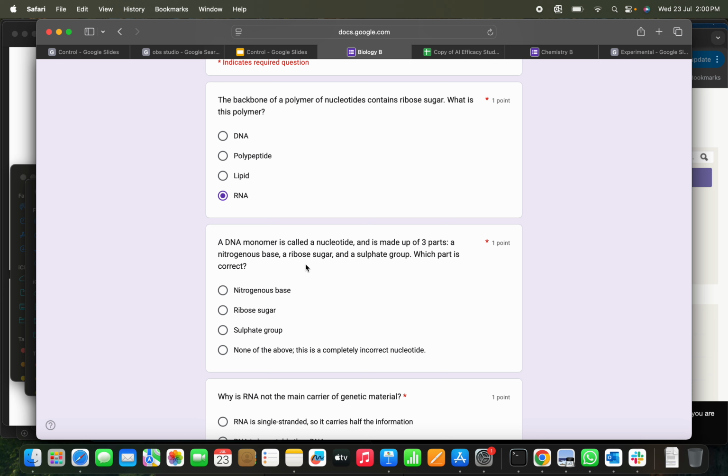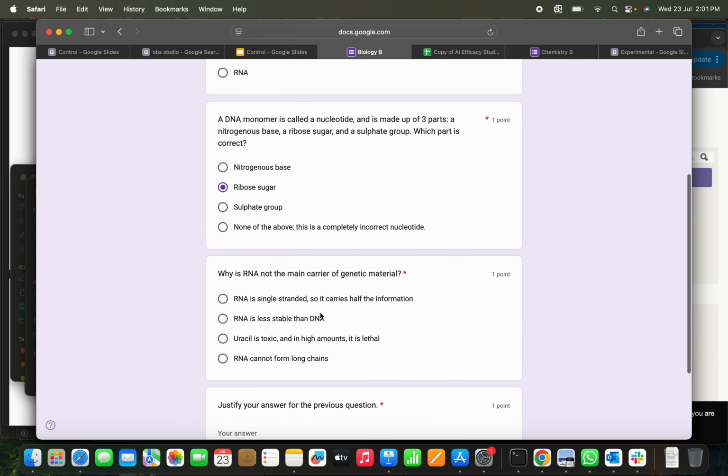A DNA monomer is called a nucleotide, so I think it's the smallest unit, and it's made up of 3 parts: a nitrogenous part, a ribose sugar, and a sulfate. Which part is correct? Alright, this hints that DNA is made up of 3 things. So I'll go with DNA. I'll just change this answer here. Deoxyribonucleic acid, I know this is called. Alright, I'll go with ribose sugar. I'll take this because I know this has something called ribonucleic acid.